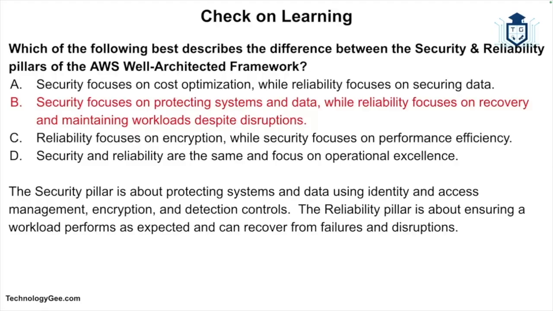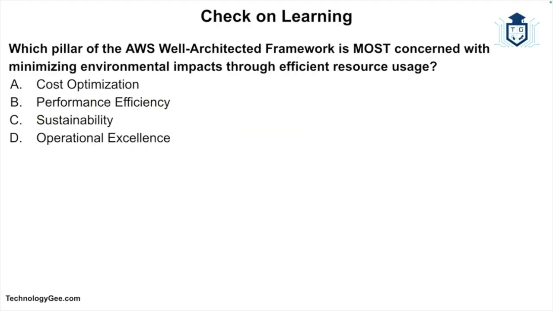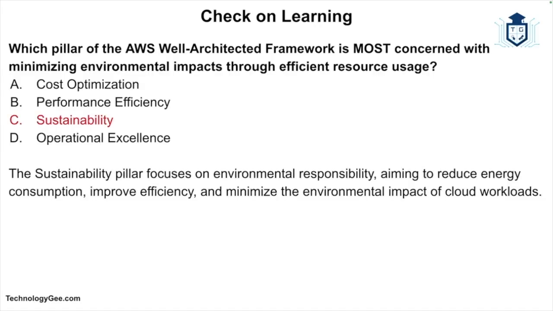And our final question is, which pillar of the AWS Well-Architected Framework is most concerned with minimizing environmental impacts through efficient resource usage? Is it cost optimization, performance efficiency, sustainability, or operational excellence? And the correct answer is sustainability. So the sustainability pillar focuses on environmental responsibility, aiming to reduce energy consumption, improve efficiency, and minimize the environmental impact of cloud workloads.